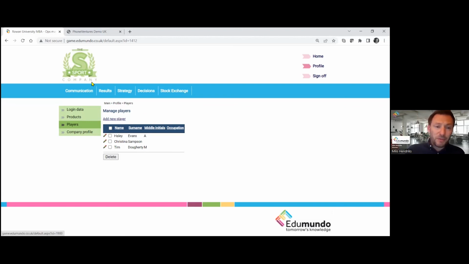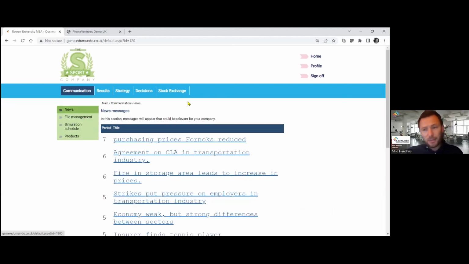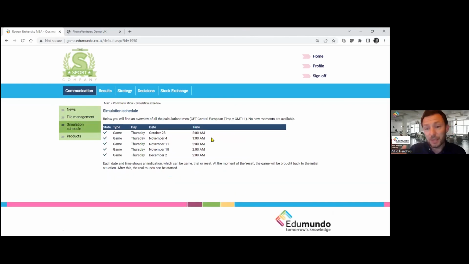So in the main menu, what you find is the communication tab, where the news items start. At the start of every round, every year, there's news items. Could be a global financial crisis, could be a pandemic, could be a strike in the transportation industry, all kinds of decisions which will really have an impact on their specific markets, etc. And they will also find the schedule here, so the upcoming deadlines for each of the rounds played.